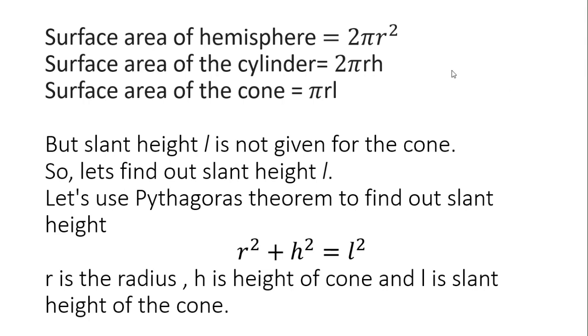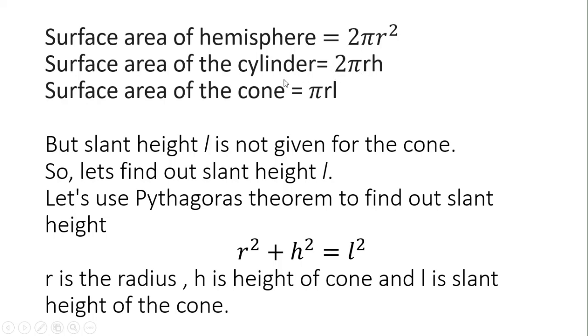Now, we know the formulas. The surface area of the hemisphere is 2 pi r square. The surface area of the cylinder is 2 pi r h. And the surface area of the cone is pi r l. For the hemisphere, 2 pi r square, the radius of the base is given, so we can find it easily. The surface area of the cylinder is 2 pi r h. We know the radius as well as the height of the cylinder.